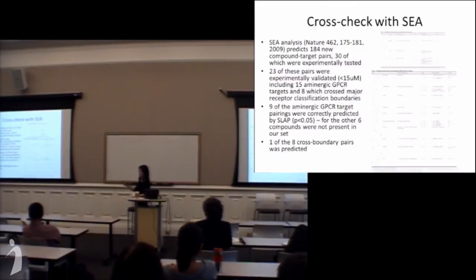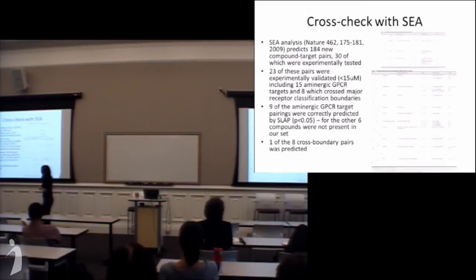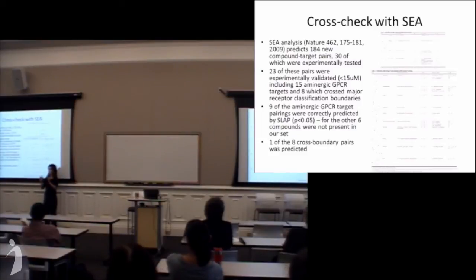I didn't talk about details. If you want to know details, we can talk offline. We actually cross-check this with some existing results. The C result published in Nature in 2009 compared these 184 new compound-target pairs. 30 were experimentally tested, and around 25 were experimentally valid. Among these 23, 15 were different GPCR targets, and 8 were cross major receptor connections.